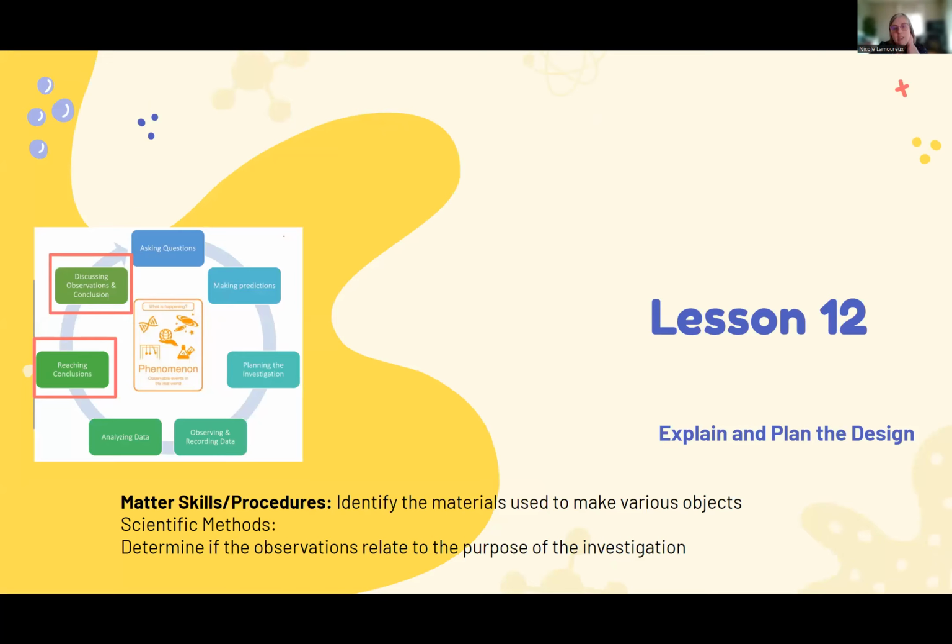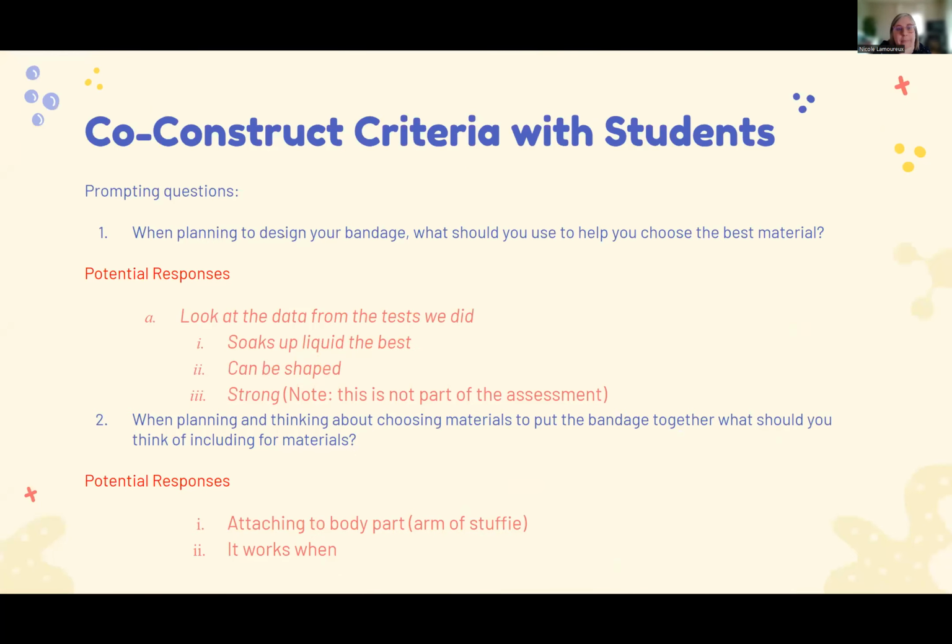So now they're going to use the data to choose the material that they're going to make their object, or their bandage, from. That can be co-constructed with your students. You can prompt with questions such as, when planning to design your bandage, what should you use to help you choose the materials? You can guide them to look at their data. Well, the ones that soaked up liquid the best, that can be shaped, or strong. So you have to look at all 3. It's a little bit of comparison, so you may choose to do a chart together and compile it as a class as well. That might be easier.